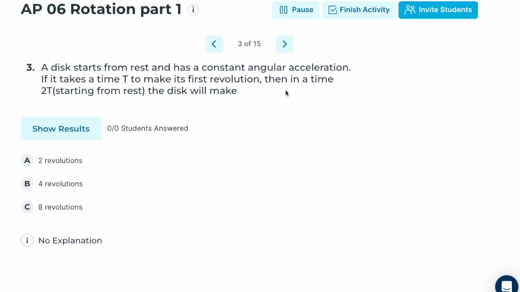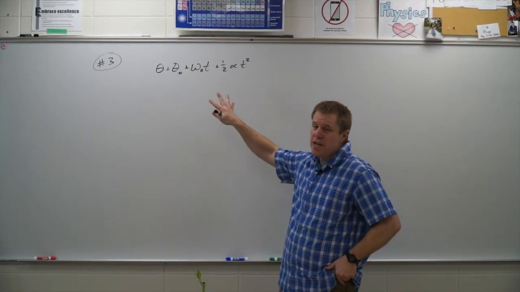All right, next one. A disk starts from rest and has a constant angular acceleration. If it takes a time t to make its first revolution, then in a time 2t, also starting from rest, the disk will make 2 revolutions, 4 revolutions, or 8 revolutions. Let's take a look. So number 3.